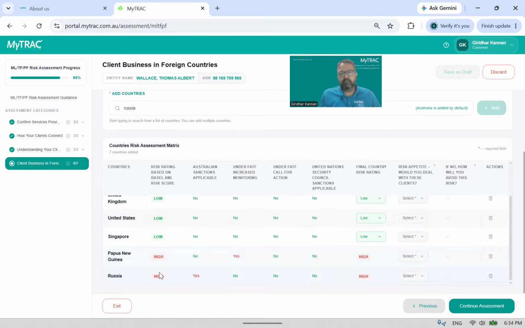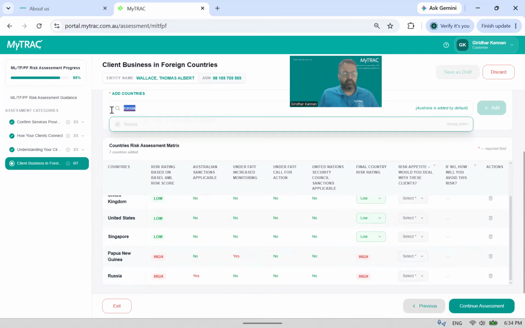Russia, which is another example, is a high-risk jurisdiction, but it is not under any FATF monitoring. However, the Australian government has applied sanctions, which means you cannot deal with certain entities or representatives that have a business interest in Russia unless and until you're very sure exactly what you're trying to do. So that is quite complicated. You need to really understand if you're dealing with someone with those things.